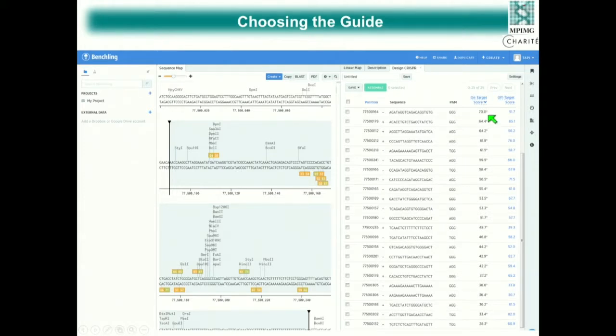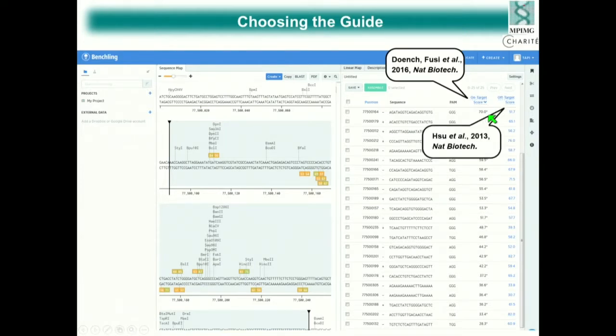Then there is an on-target score, which is interesting to know because it tells you how the Cas9 system will be targeted, with which strength it will be targeted to the region. And there is an off-target effect score, which is also extremely important because it tells you how likely it is that the Cas9 endonuclease will cut or hybridize somewhere else in the genome. And that's something that you really don't want.